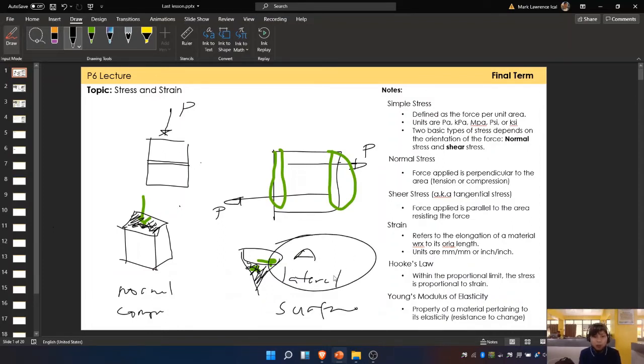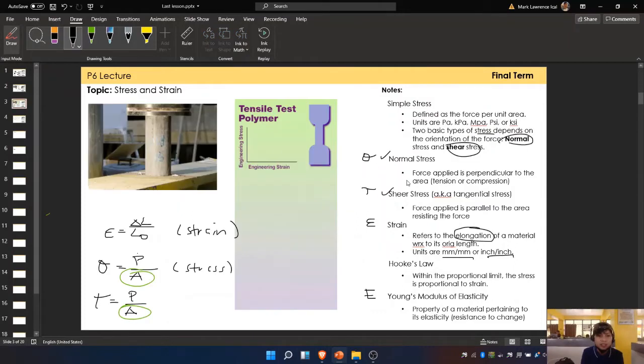Pero kapag normal pressure, normal stress, or for example, compression or tension, yung area na tinatamaan mismo, which is yung perpendicular. So, actually, hindi naman ang concept dito. Okay? So, balik tayo dito. So, okay na tayo.